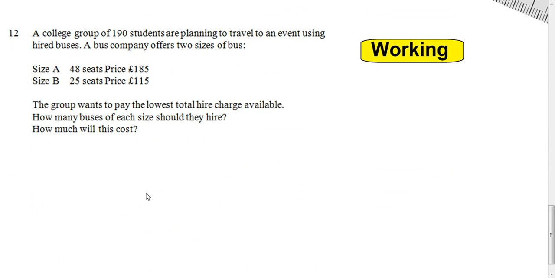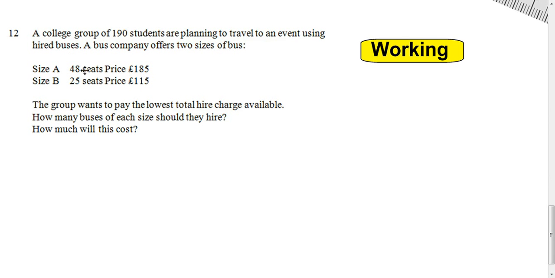Okay, last question here. We have a college group of 190 students that are wanting to travel to an event. They're wanting to hire buses. There's 2 different sizes. The bigger bus is always the cheaper one. So that offers 48 seats for £185. Bus B offers 25 seats for £115. The group wants to pay the cheapest price. How many buses of each size should they hire and how much will it cost?